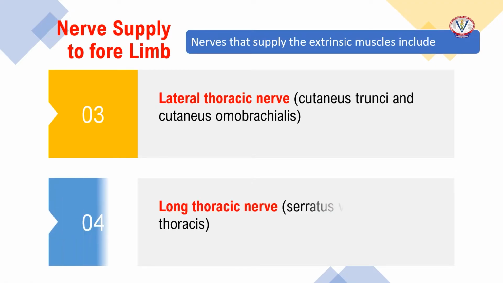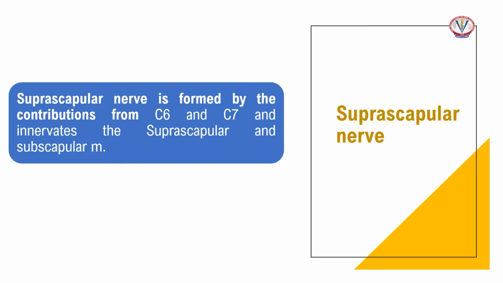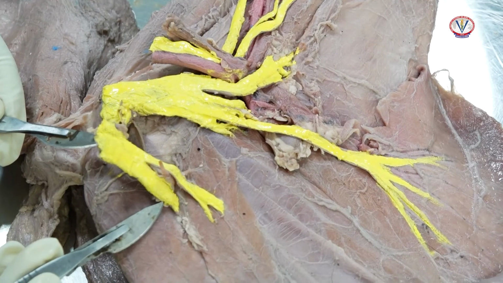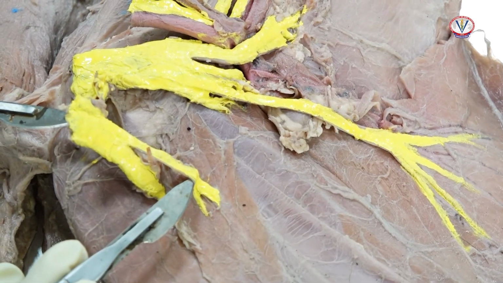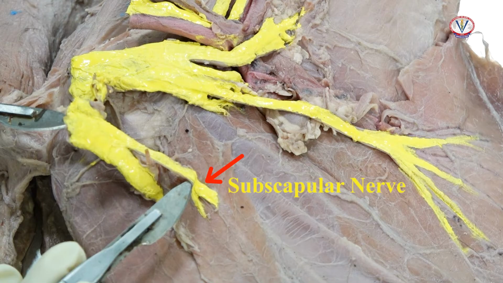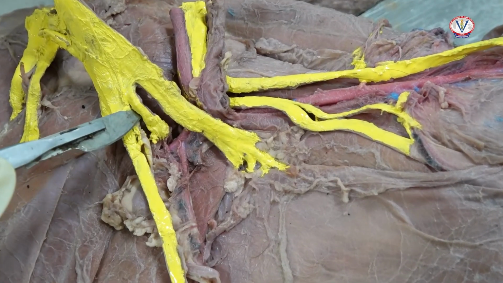Long thoracic nerve innervating serratus ventralis thoracis muscle. Suprascapular nerve is formed by contribution from cervical 6th and 7th and innervates the supraspinatus and infraspinatus muscles. The subscapular nerve is formed by the contributions from C6 and C7 and innervates the subscapularis muscle. There is a separate nerve which innervates the teres major.